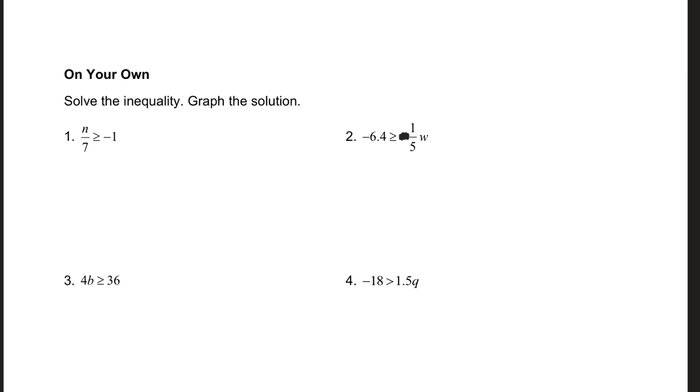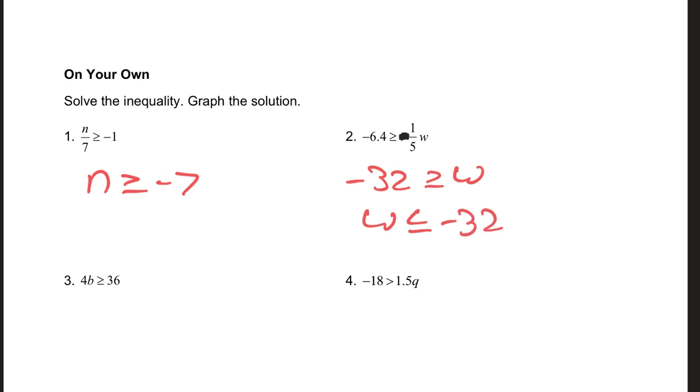Welcome back. For number 1, you should have n greater than or equal to -7. Number 2, you should have -32 greater than or equal to w, or you could write w less than or equal to -32. Number 3 is b greater than or equal to 9. And number 4, you should have -12 is greater than q. If you rewrote it, that'd be q less than -12.